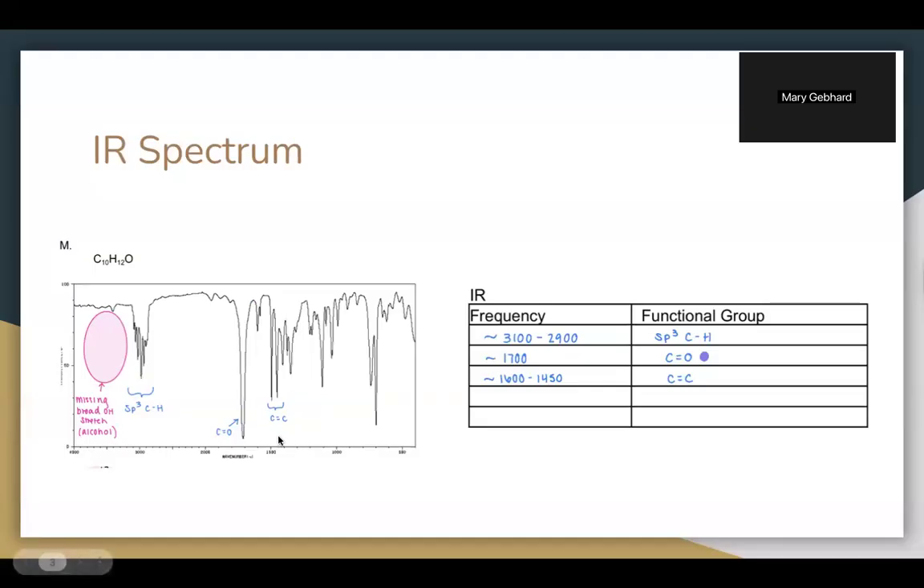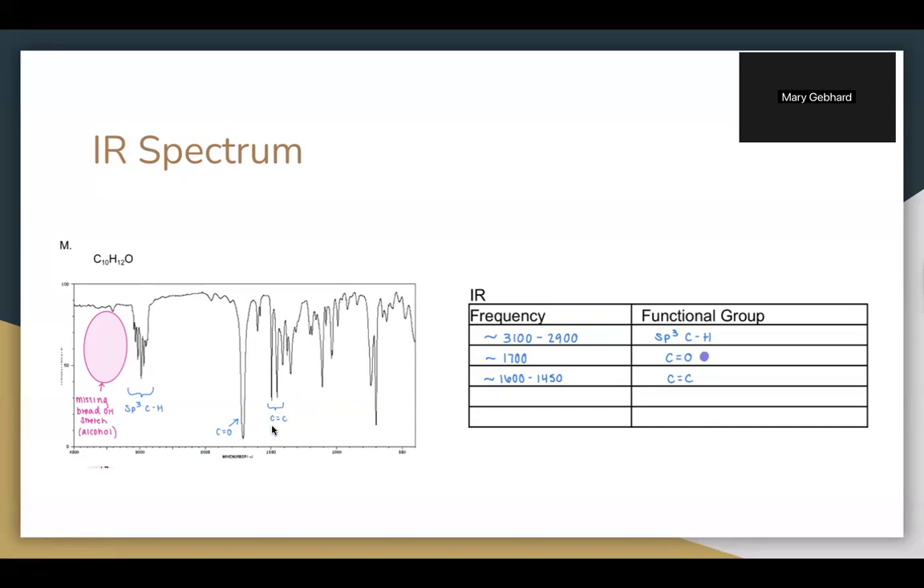The second group I noticed occurred at about 1700, and it's this very strong, sharp peak. And this is indicating a carbonyl group, either an aldehyde or a ketone, one of those C double bond O functional groups. And this occurred at around 1700.